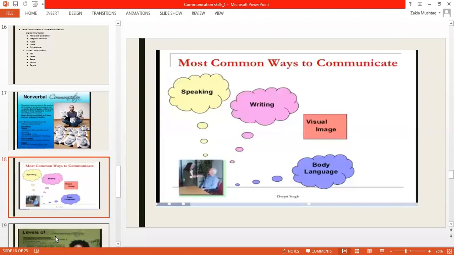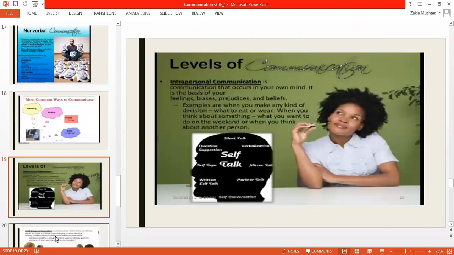So we can list the most common ways of communication as speaking, writing, body language, and visual images. Now, when we talk about levels of communication, there are two things of great importance: intrapersonal communication and interpersonal communication.